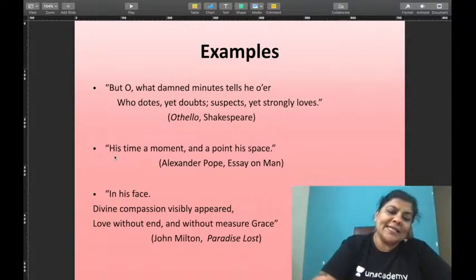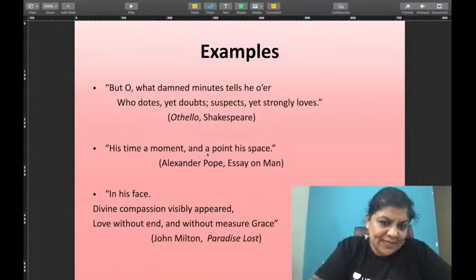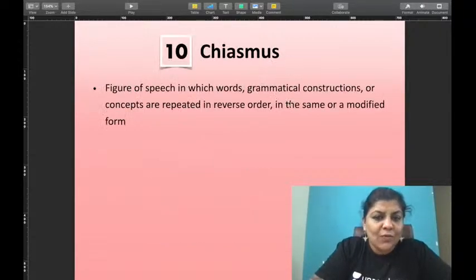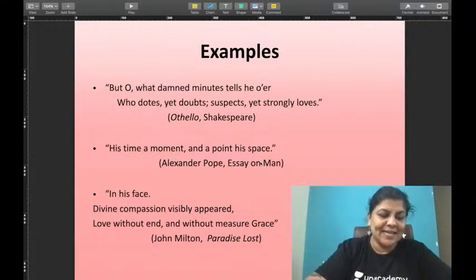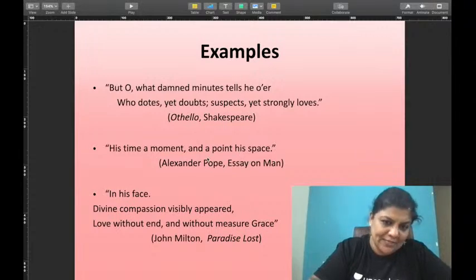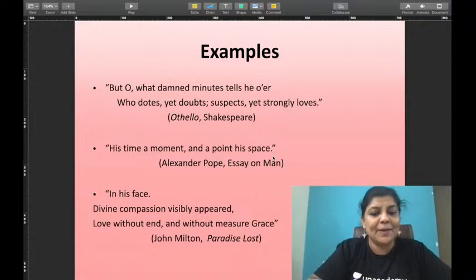For example, look at the easy example. His time, a moment, and a point, his space. Listen to this once again. Words are repeated in reverse order. Then, his time, a moment; his space, a point. It should be that. But instead of that, his time, a moment, a point, his space. In Alexander Pope's Essay on Man, his time, a moment, a point, his space. Did you understand?